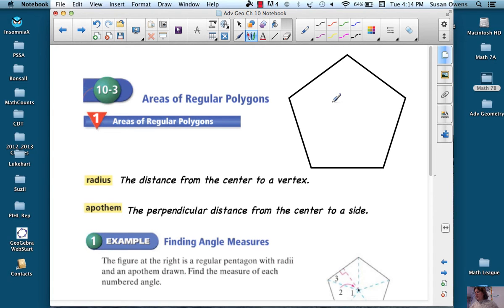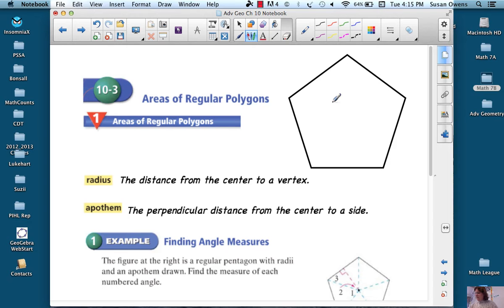Today's video is for Advanced Geometry, Chapter 10, Section 3, Areas of Regular Polygons. So what we're going to do is we're going to have some definitions, and I'll show you the formula for finding the area of regular polygons and also derive it for you. In order to find the area of a regular polygon, we need to know what the radius is.